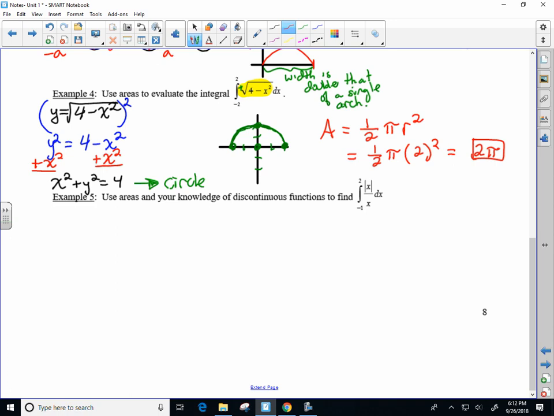So why did you put a negative? Because it was only the positive root. Positive root is the top half of the circle. Negative root is the bottom half of the circle. So if it's negative radical 4 minus x squared, it would be the bottom, and you'd have a negative 2 pi as your final answer.